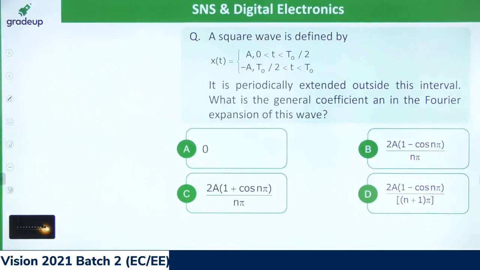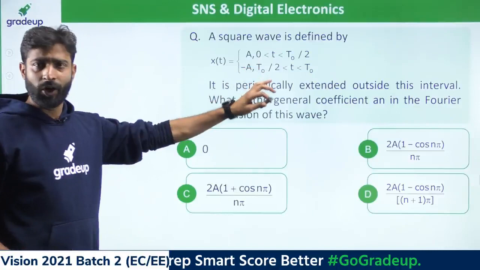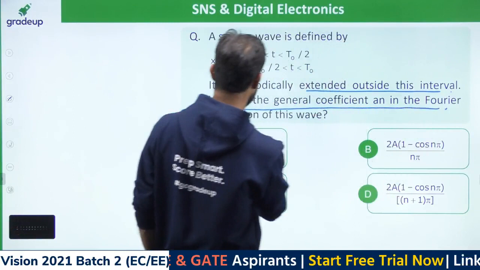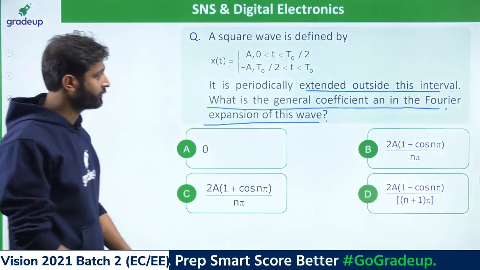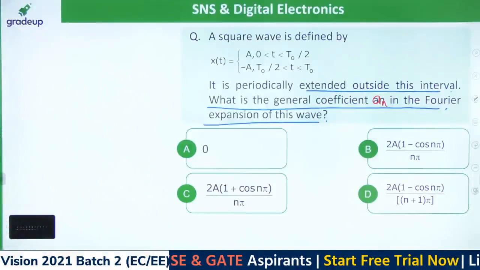A square wave is defined by x of t equal to A between 0 and T by 2, and minus A between T by 2 and T naught. It is basically a periodic signal, extended periodically outside of this interval. What is the general coefficient in the Fourier expansion of this wave? They are basically asking about the Fourier series coefficient a n. Everybody just give me the answer for this question.